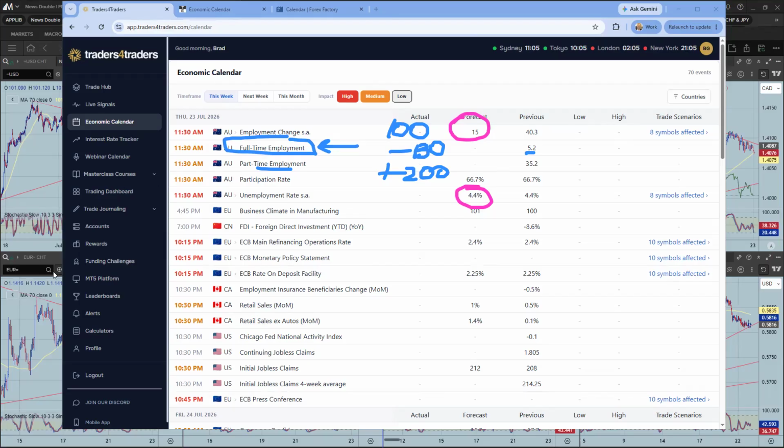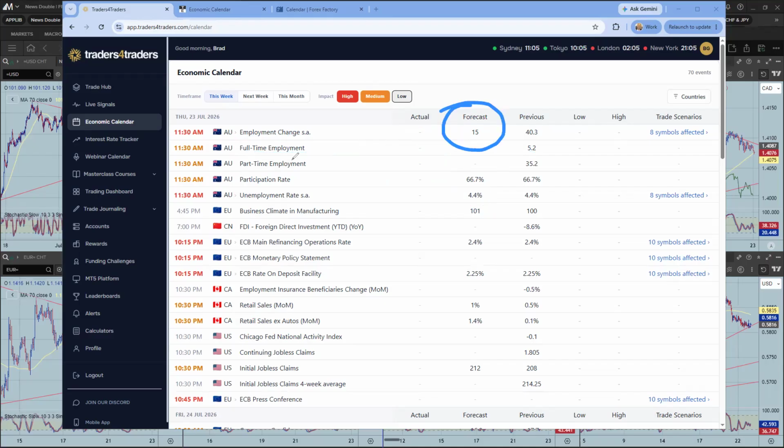So when we look at this final number, we want to look at the breakdown of these two to work out if full-time is the big change or not. We could get a stronger number like 25, but if full-time is much worse than the previous number, Aussie will go down. And that's what people don't think. They say, but employment change was up. It doesn't matter. It's the full-time component. Obviously, the unemployment rate is easy to work out.